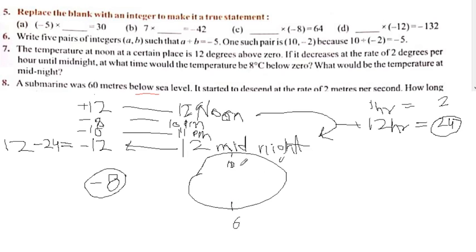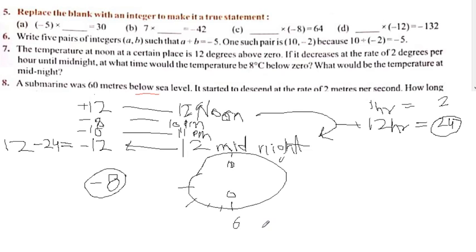Okay, and till this 6 p.m., how much does it cover? 6 hours. In 6 hours, the temperature goes from 12 down to 0. At 6 o'clock, this temperature becomes your 0. Then after it, at 7 minus 2, at 8 minus 4, at 9 minus 6, and at 10 minus 8. Okay, it means your final answer is 10 p.m. Okay, I hope you understand this question.